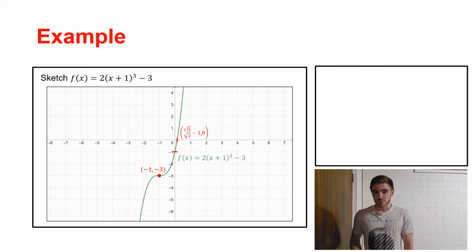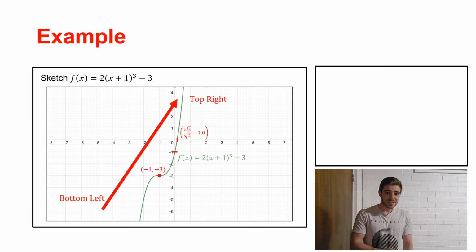If you have a positive cubic, it has to start at the bottom left and end at the top right. If you have a negative cubic, it has to start at the top left and end at the bottom right. Ours is positive, so it's going to start bottom left, end at top right. This will be important later when it comes to sketching the factorized cubics.